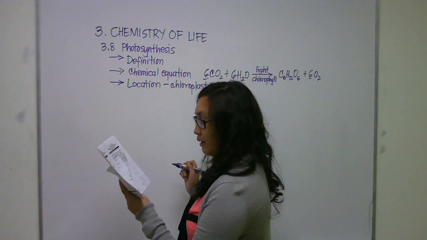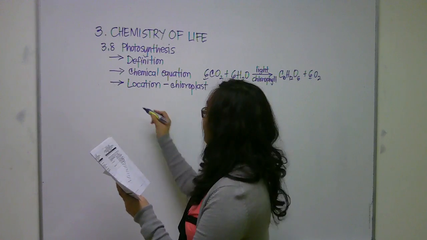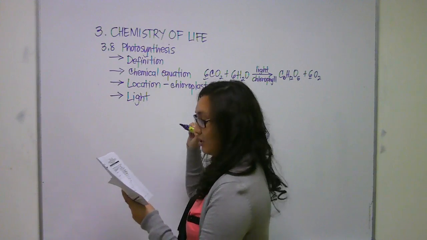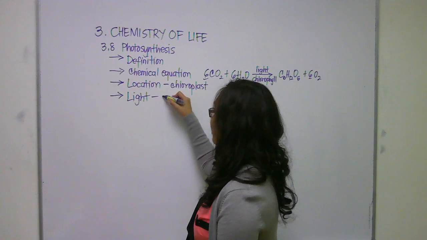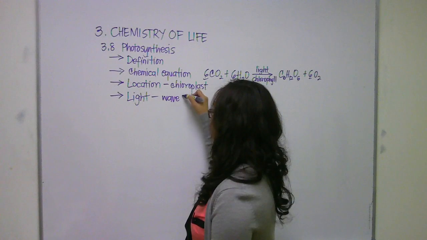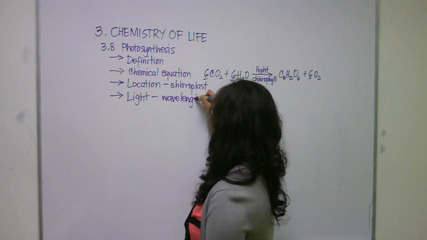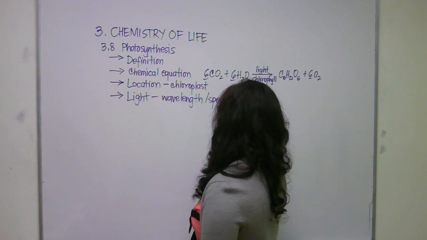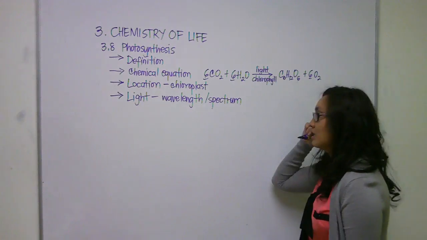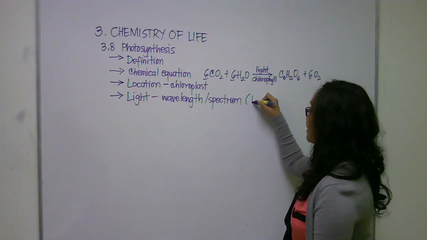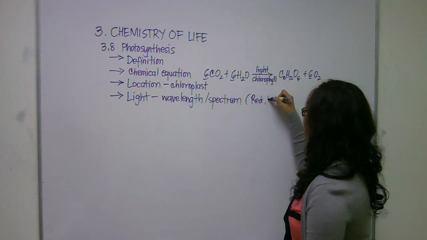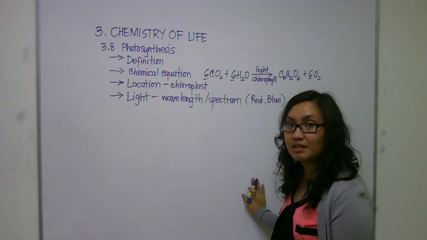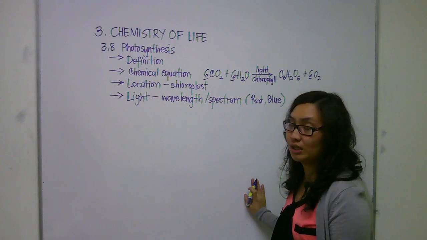So next one, we need to discuss about light energy. Okay, and light energy, of course, it is available in different wavelengths or in different spectrums. But in the light energy that is being provided by the sun, only specific colors such as red and blue are going to be efficiently used because they provide more energy.